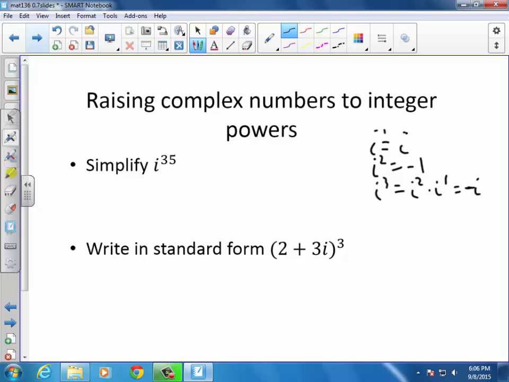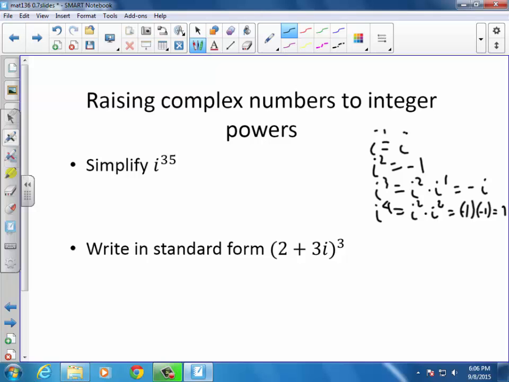It's negative i. I'm sorry, just goofed that, I think. Let me erase this. So negative i. Then if you have i to the fourth, well, that's i squared times i squared. So that's going to be -1 times -1, which equals 1.